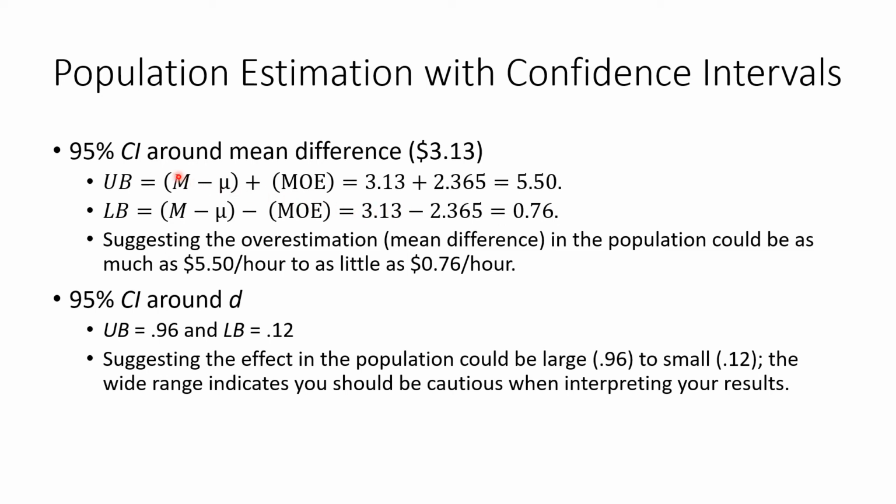So in this case, the mean difference, or the amount of overestimation, could be as high as the upper bound here of $5.50 per hour, or it could be as low as 76 cents an hour. All of those are plausible values for the overestimation that happens in the population. Now that's a pretty wide range, obviously, and so that means that if you want to have more precision in your estimation of the population parameter, you probably want to increase your sample size.